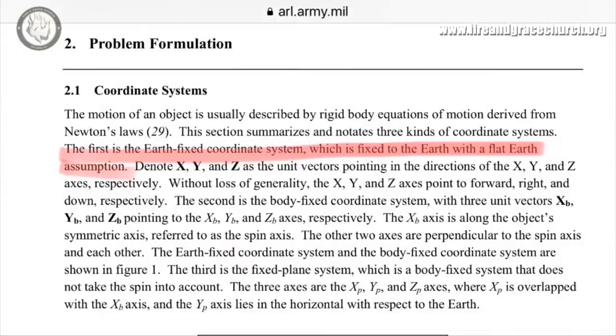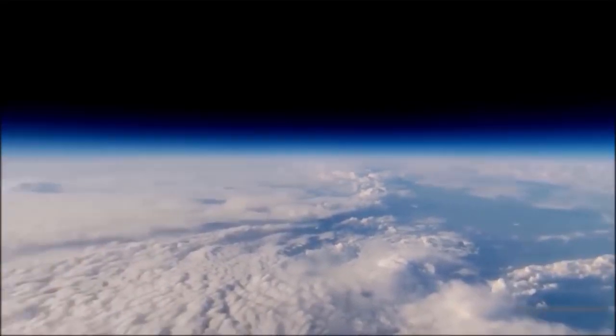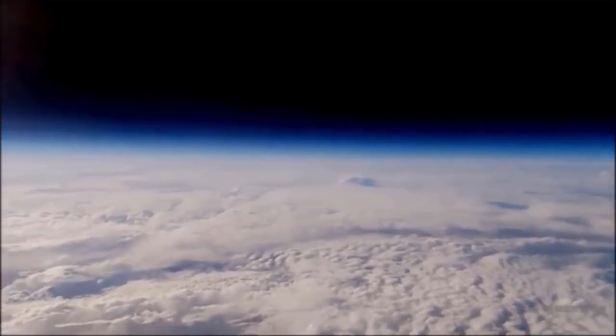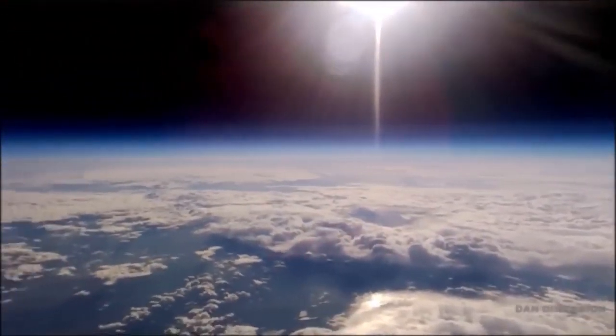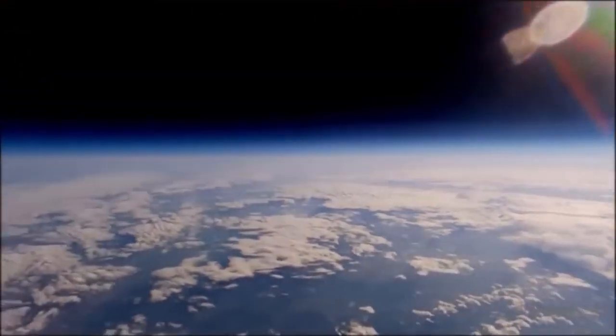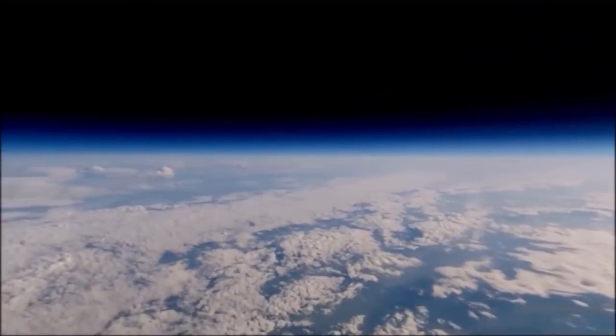Problem formulation, coordinate systems. The motion of an object is usually described by rigid body equations of motion derived from Newton's laws. This section summarizes and notates three kinds of coordinate systems. The first is the Earth-fixed coordinate system, which is fixed to the Earth with a flat Earth assumption.